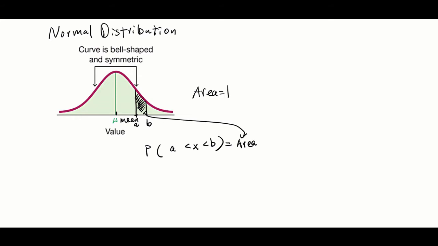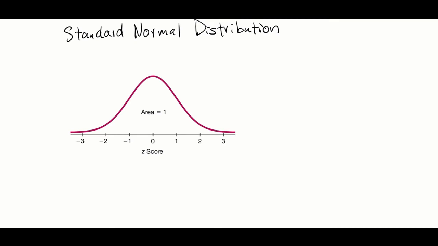We usually do not find this kind of area by hand. We'll either use a table or we will use technology. So first we'll study the simplest normal distribution. It's called the standard normal distribution. For a standard normal distribution, your mean is equal to 0 and your standard deviation is equal to 1.